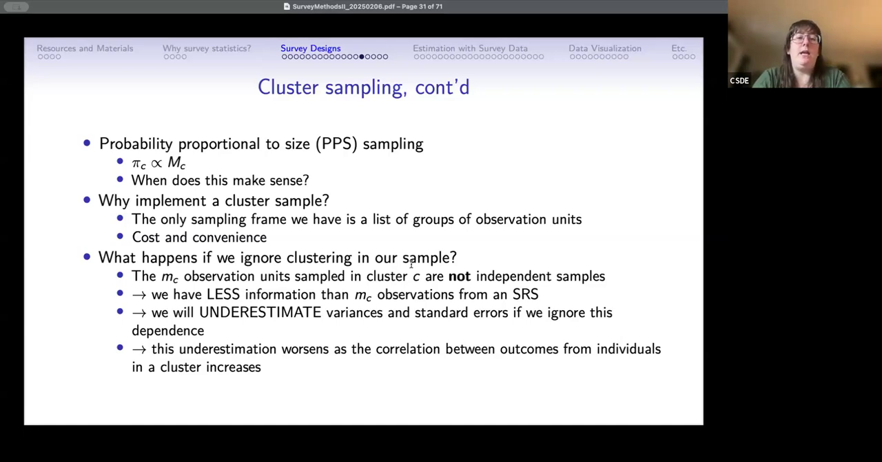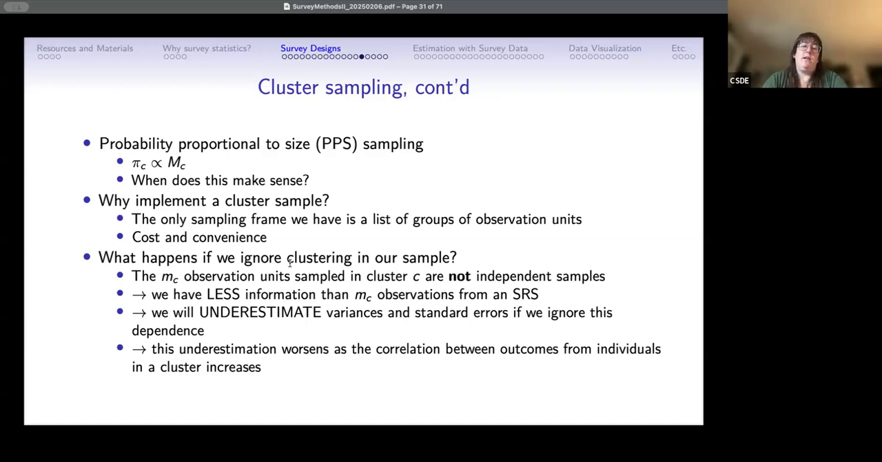So if you make the cluster proportional to the size, as in the number of observational units within that cluster, you're more likely to sample large clusters. And even at some scales, it's almost like a probability of 1 that you'll always sample some of the largest clusters. And then for the smaller ones, you're going to sample just a subset of them.